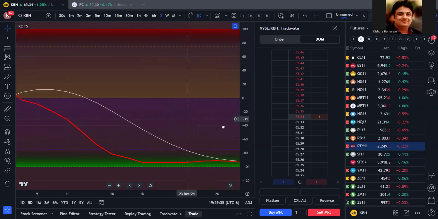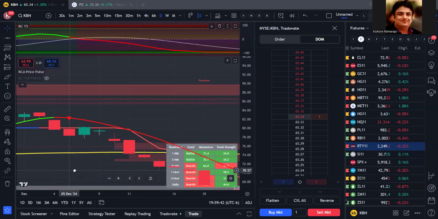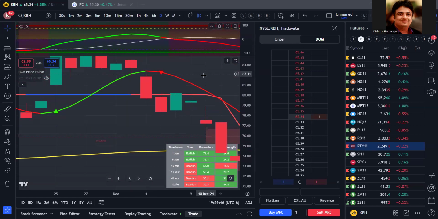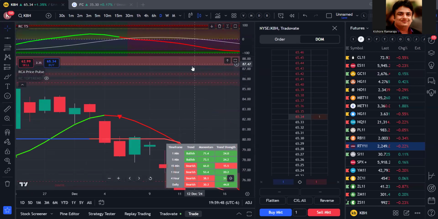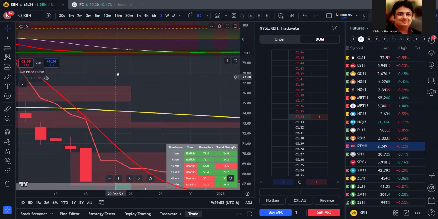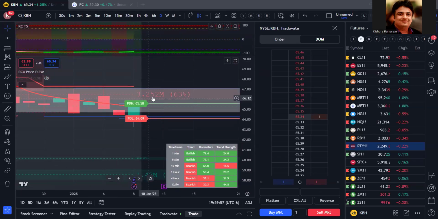Right, the price was, you go to the chart, it was somewhere around 85, 86, 87. It came all the way down. But there is still a big sell order block here, right? So what do you think can happen for KBH earnings?